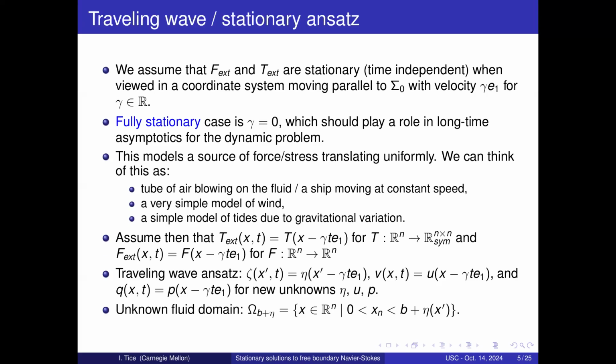Okay, so why in the world would I want to include this F external and T external? What would they model in this traveling waveform? There are a couple different ways of thinking about these, some more convincing than others. My personal favorite is to think about the external stress as a tube of air blowing on the fluid, or maybe a very small ship moving at constant speed across the surface of the ocean. If you don't like that, that's fine. You could also think about this as an extremely primitive model of wind, where the wind is moving across the ocean at a constant speed and acting on the fluid.